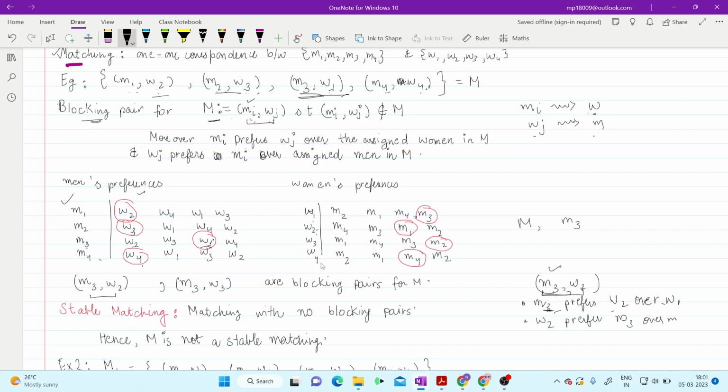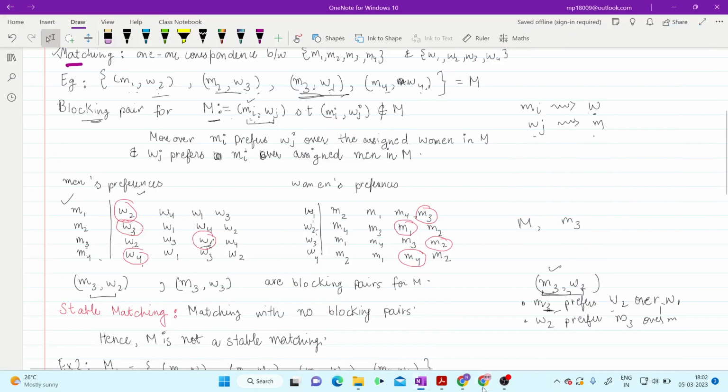So is the definition of blocking pair clear to everybody? If we are given a matching, what a blocking pair is, is the definition clear to everybody, or is there any confusion? Please tell me.